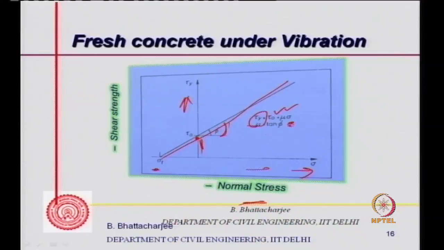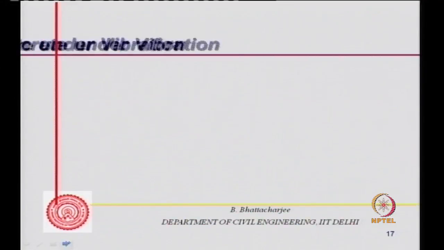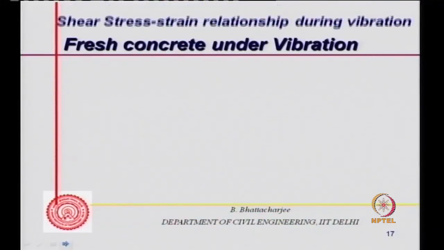Now mu is equal to tan phi. Phi is the angle of repose. So mu is equal to tan phi, and that's the angle of repose. This we know in soil. This is what we see. So concrete, drier concrete, almost behaves like soil, and people have studied this.